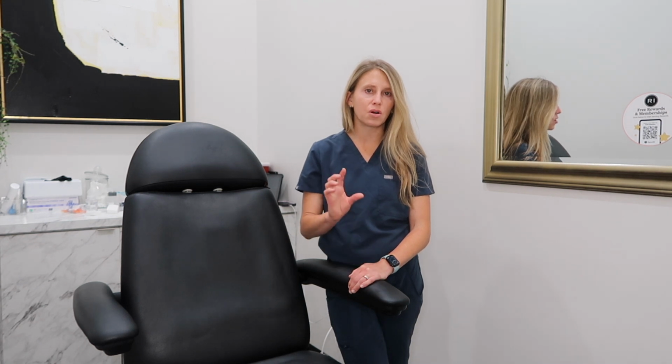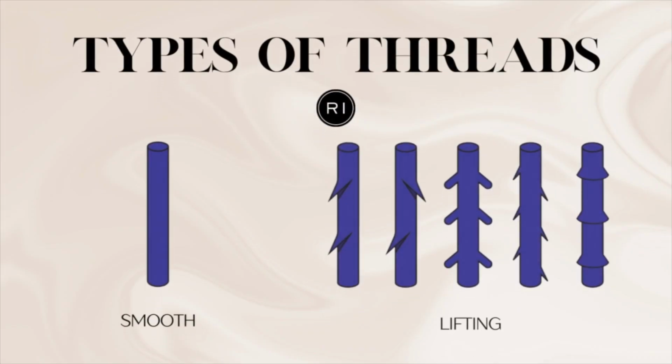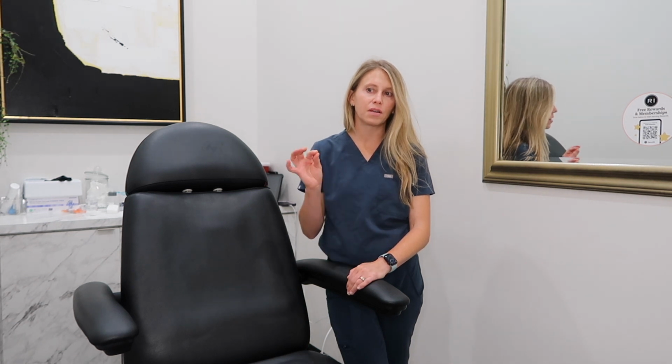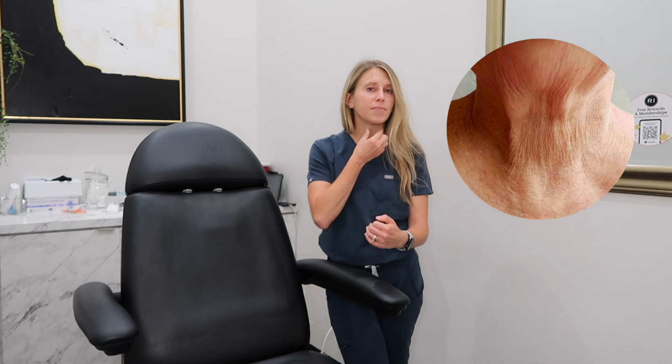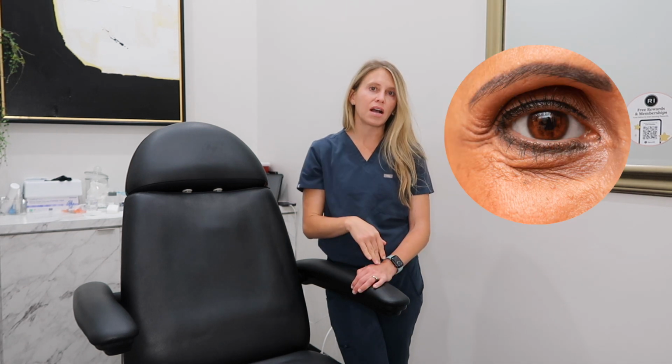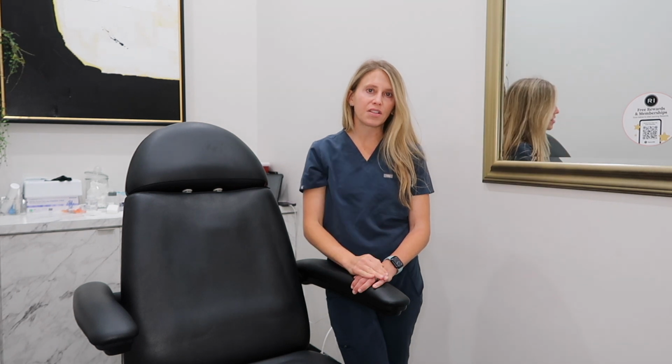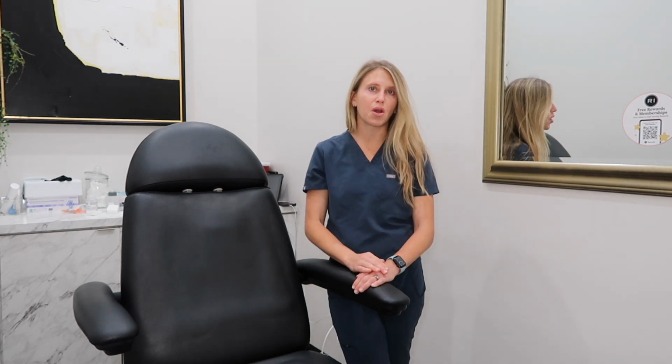There are a couple different types of threads that I use. There are threads that are called smooth threads, and then there are also lifting threads. The difference between the two: I will use the smooth threads when I am concerned about skin texture, kind of the crepey skin that we get under our neck, as well as the crepey skin under the eye. Smooth threads can be really great for that. And then the lifting threads are for any patients who are wanting to get a little lift, maybe their nasolabial folds, to jawline tightening or correction.